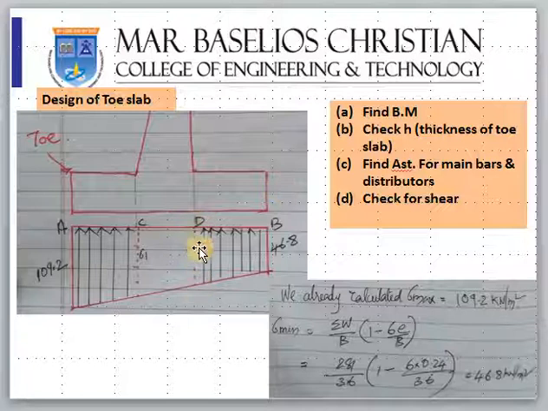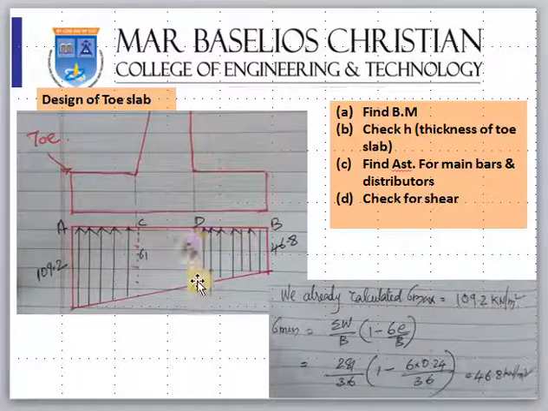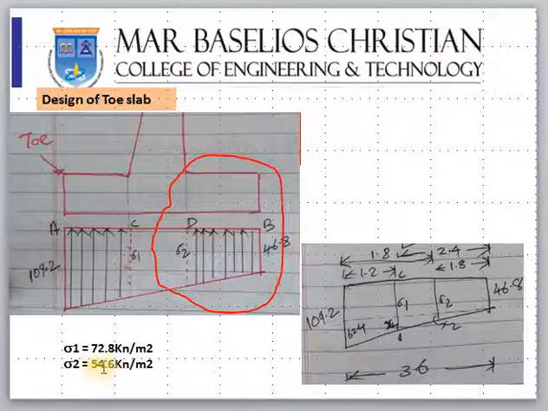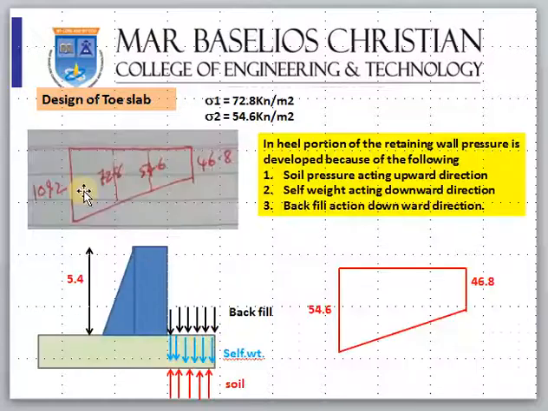The soil pressure sigma 2 we also need to find out, which we have already found using similar triangles. Last class we discussed it comes to around 54.6 kilonewton per meter square. So this is our soil pressure diagram at the bottom: 54.6 at this end, and 46.8 at this end.